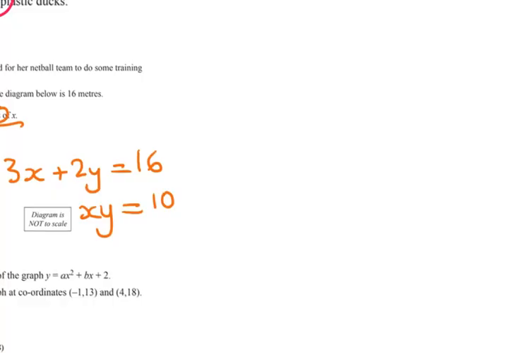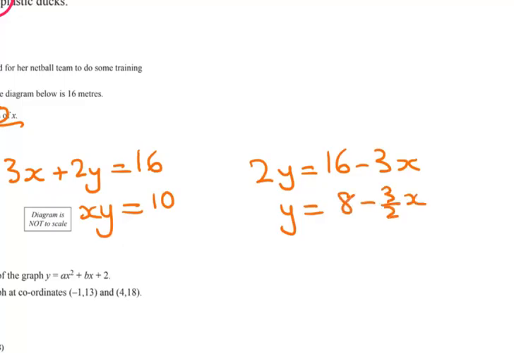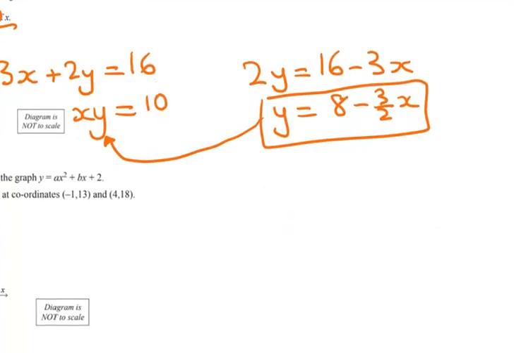Okay, so here's how I did this one. I looked at the first equation and I said 2y is equal to 16 minus 3x. That gives me y is equal to 8 minus 3 over 2x. I'm going to take this and substitute it in here, and I can see a quadratic coming. So I get x times (8 minus 3 over 2x) is equal to 10.